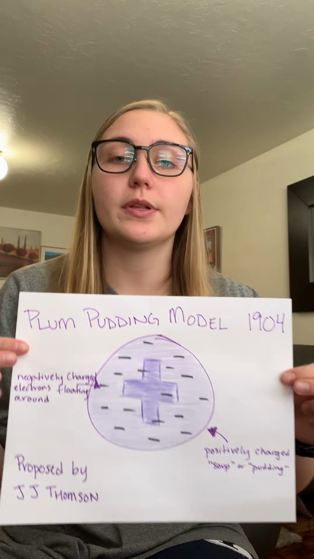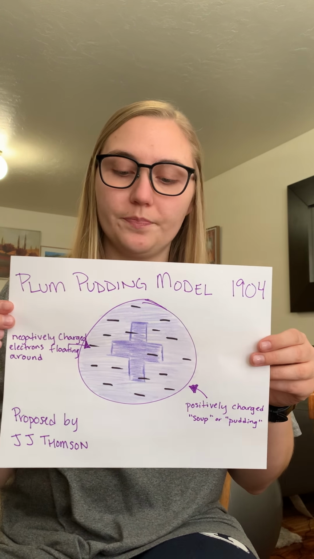Hi, my name is Sarah Coffin, and today I'll be talking about the Rutherford and Bohr models of the atom. To start, we need to take a step back from both of them, and that is J.J. Thomson. Now, J.J. Thomson proposed the plum pudding model in 1904.